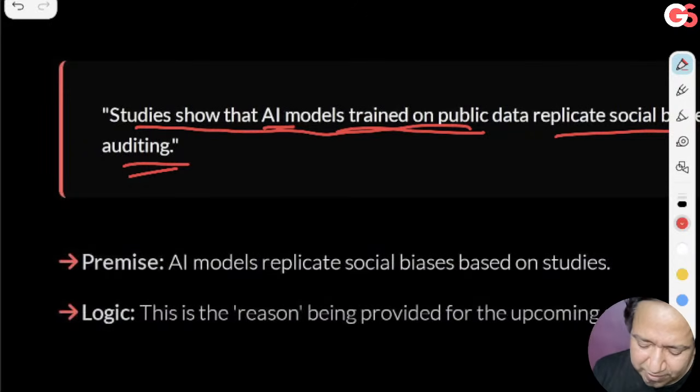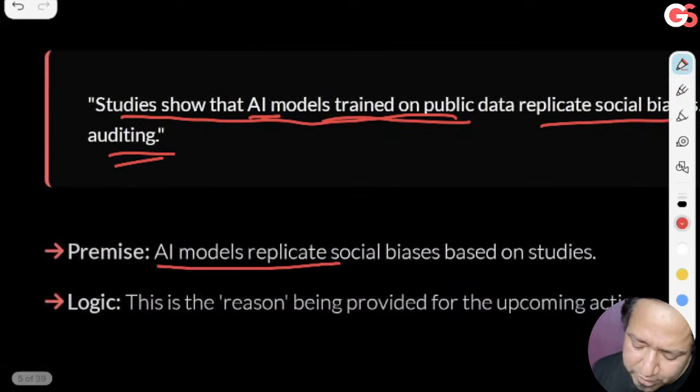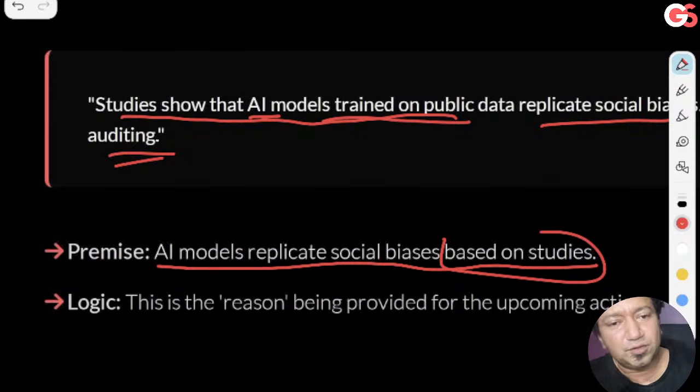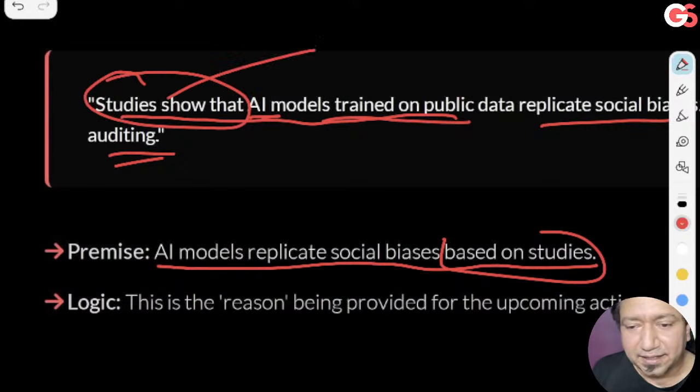Now, in this statement specifically, the premise is that AI models replicate social biases based on studies. Okay, so this becomes universal in nature. Why? It says based on studies. Now I want to ask you, how do we know this premise? We know this premise because there's an indicator over here. The indicator is studies. So studies are showing this thing. That means it has somehow become scientifically validated. It has become research. It is validated by research. All right. So now this becomes universal. So this can be used as a premise. This is not a conclusion. Do you understand that? Yes or no? It's not a conclusion, it's not an assumption, it's basically a premise.